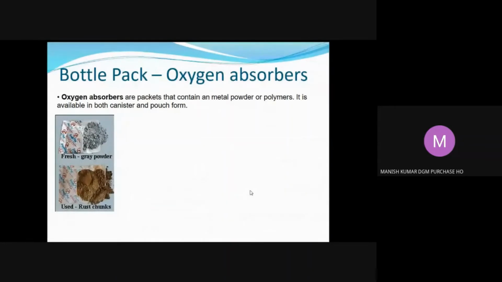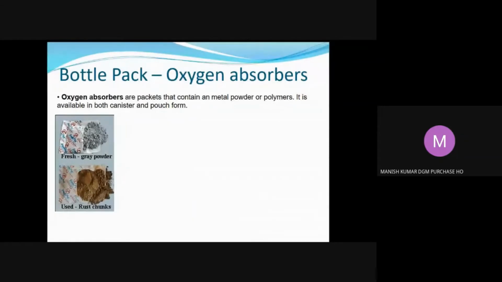Bottles pack, another type of desiccant is the oxygen absorbent. There are many products which are very sensitive to oxygen. To absorb the oxygen, oxygen absorbers are also available. We put an oxygen absorber in the bottles if your product is very sensitive to oxygen. It comes in metal powder form inside a sachet, or it comes in polymer form also.